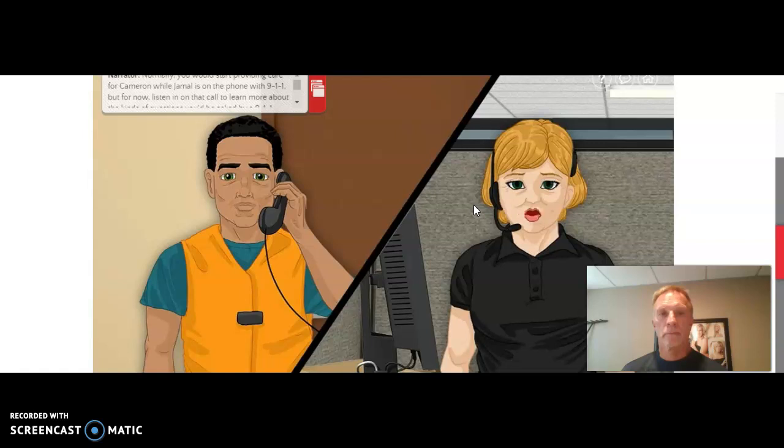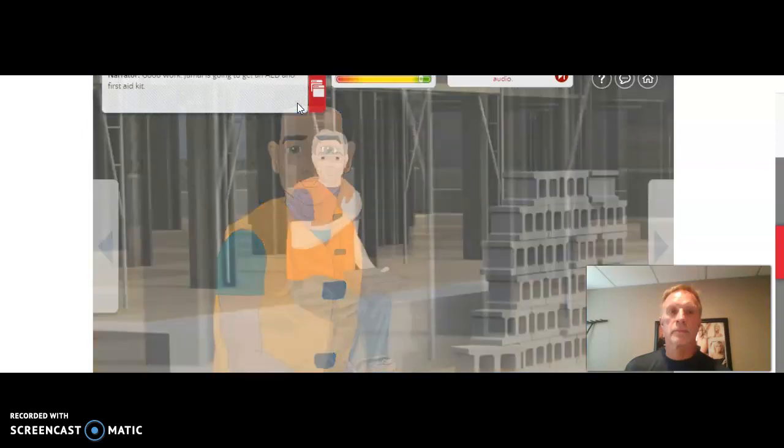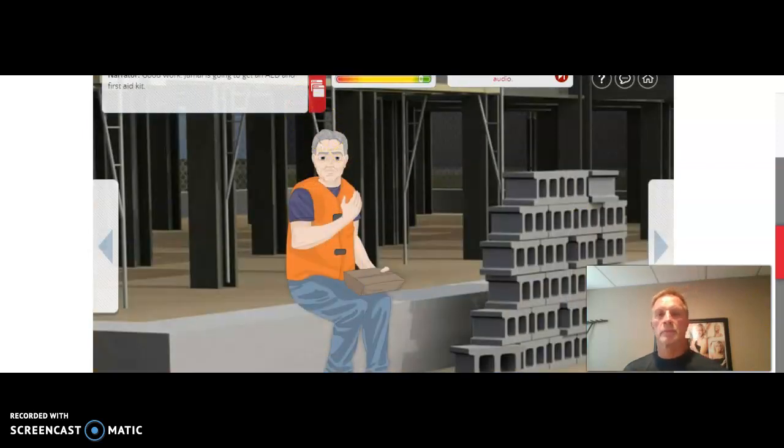"Is he responsive or unresponsive now?" "He's responsive." "Is he having any difficulty breathing?" "Yeah, it seems like he's having a hard time breathing." "I'm sending paramedics to help you now." Good work. Jamal is going to get an AED and first aid kit.